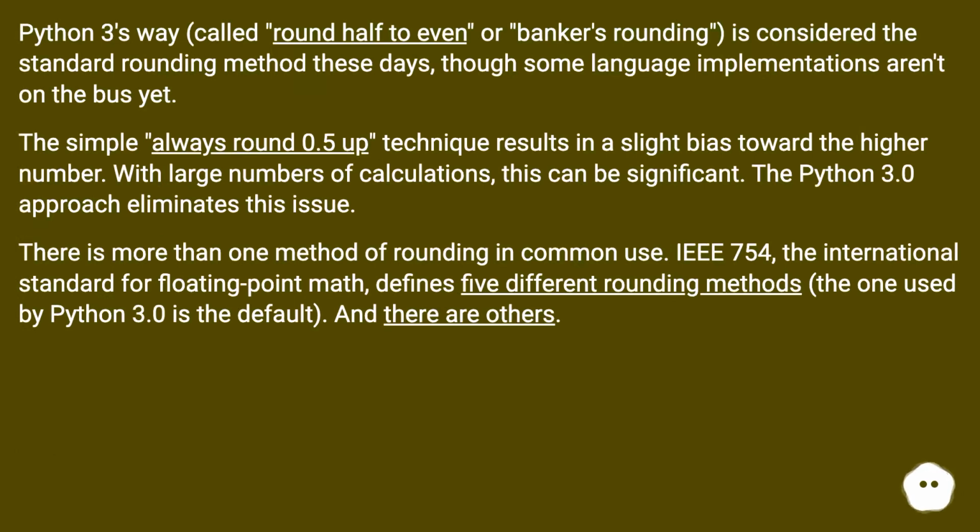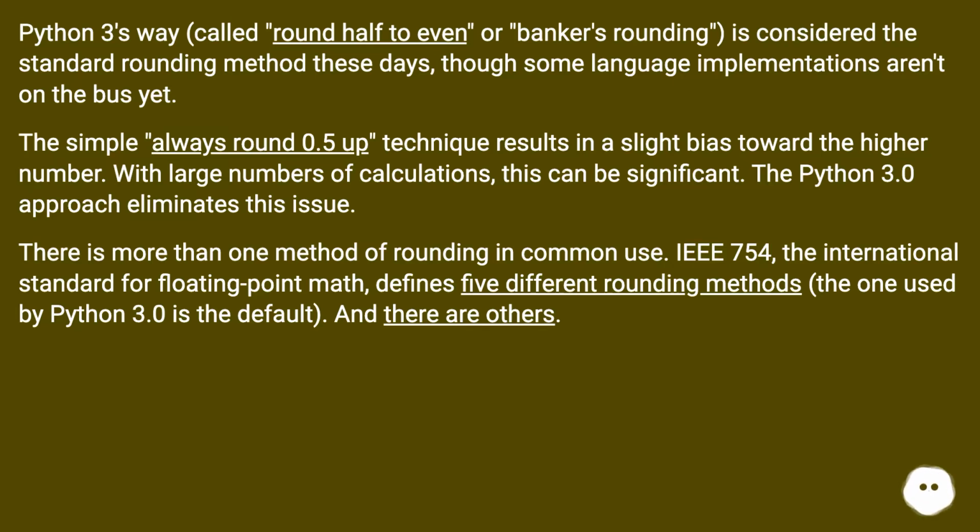Python 3's way, called round half to even or bankers rounding, is considered the standard rounding method these days, though some language implementations aren't on the bus yet. The simple always-round-0.5-up technique results in a slight bias toward the higher number. With large numbers of calculations, this can be significant. The Python 3.0 approach eliminates this issue.